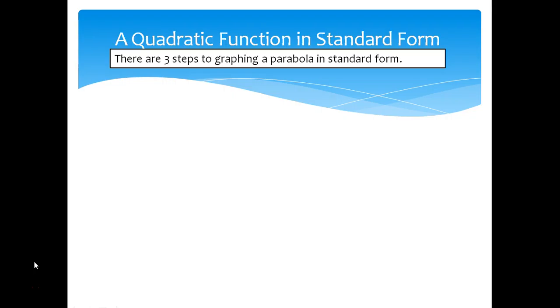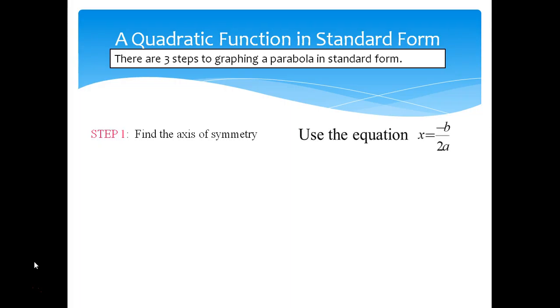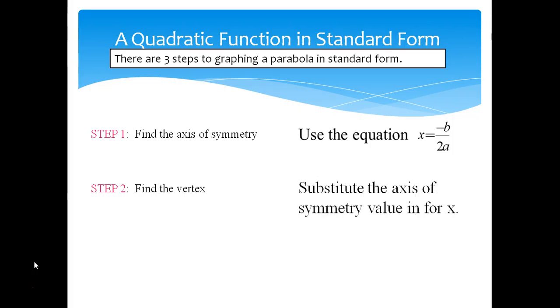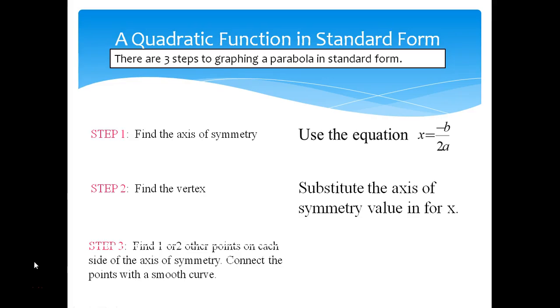When we graph these by hand, we're going to do this in 3 steps. The first thing we're going to do is find the axis of symmetry. We're going to use the equation x equals negative b over 2a. We're going to take that value and plug it back into the equation to find the vertex. Once we find the vertex, we're going to figure out what the shape of the parabola is by picking 1 or 2 numbers lower than the vertex, that axis of symmetry x value, and 1 or 2 higher.